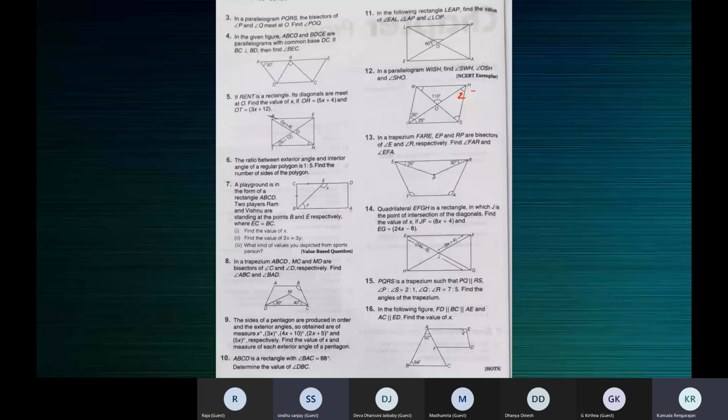35 degrees, ma'am. 35? Oh yeah, 35. Okay. So see here, 35. Let me mark this angle A.